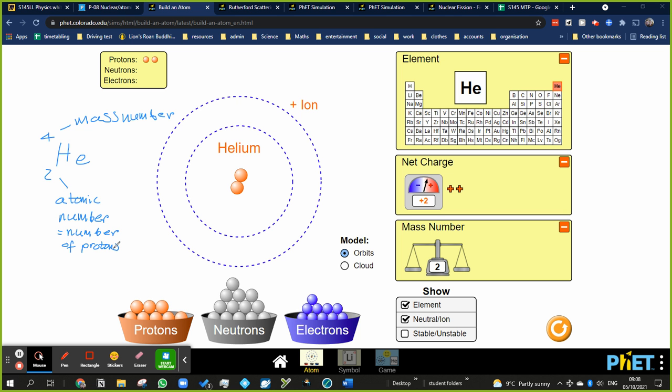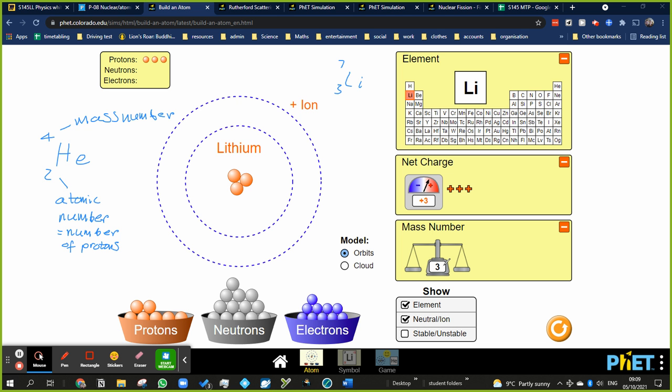Basically we can think about the atomic number as saying that this is atom number 2. So atom number 2 has an atomic number of 2, and atom number 3 is lithium, which is this one here. Now lithium, I'm going to draw lithium up here. Lithium has a mass number of 7 and an atomic number of 3.